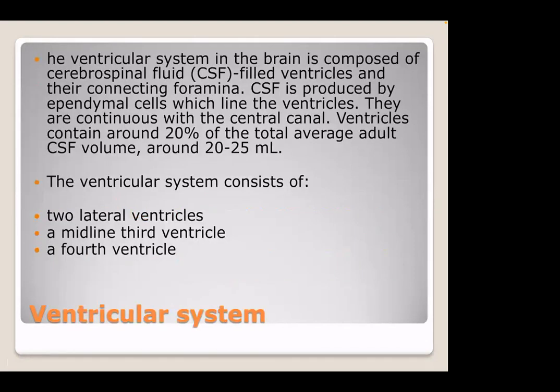Now we are moving to the second part, which is the ventricular system. The ventricular system in the brain is composed of CSF, cerebrospinal fluid, filled ventricles, and their connecting foramina. CSF is produced by the ependymal cells which line the ventricles. They are continuous with the central canal. Ventricles contain around 20% of total average adult CSF volume, around 20 to 25 ml. The ventricular system consists of two lateral ventricles, a midline third ventricle, and a fourth ventricle.